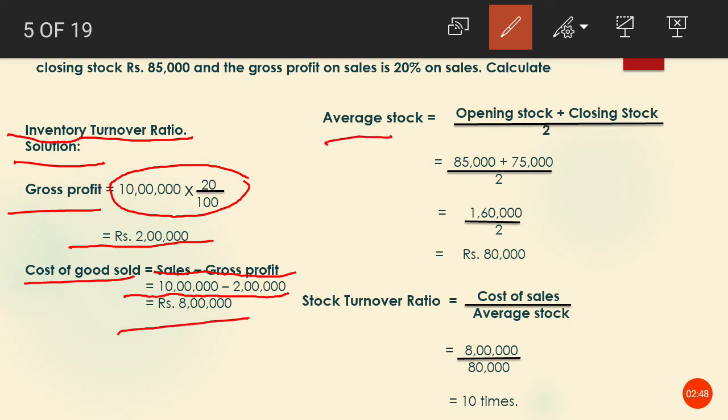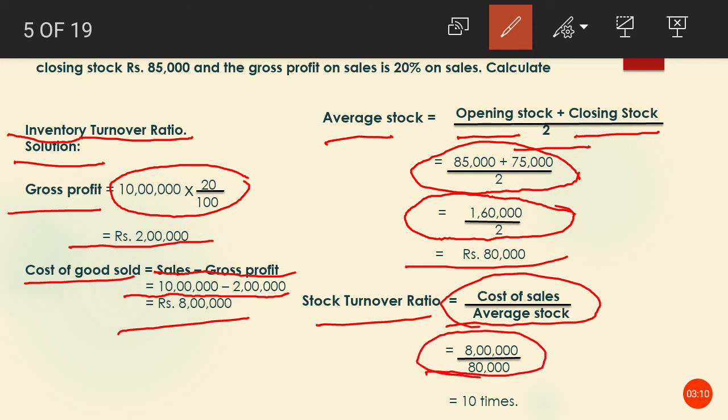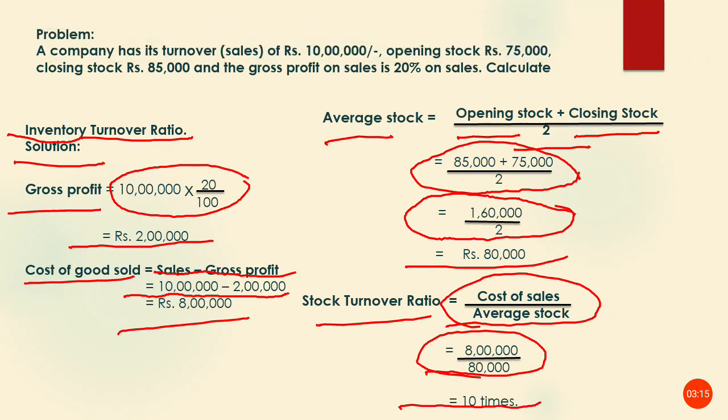Average stock is equal to opening stock plus closing stock divided by 2 is equal to 85,000 plus 75,000 divided by 2 is equal to 1,60,000 divided by 2, that is rupees 80,000. Stock turnover ratio is equal to cost of sales divided by average stock is equal to 8 lakh divided by 80,000 is equal to 10 times.